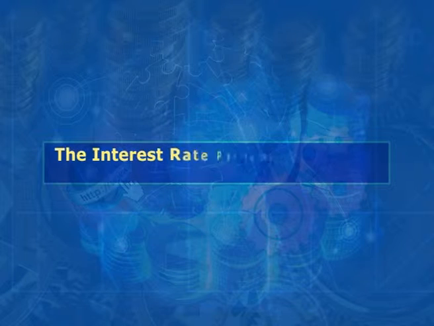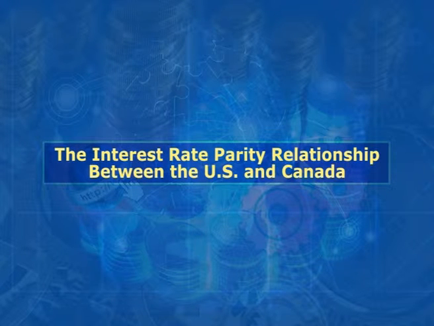If the UIP theory had held, the yen should have appreciated against the US dollar on the basis of Japan's lower interest rates alone. Now the interest rate parity relationship between the US and Canada. Let us examine the historical relationship between the interest rates and exchange rates for the US and Canada.